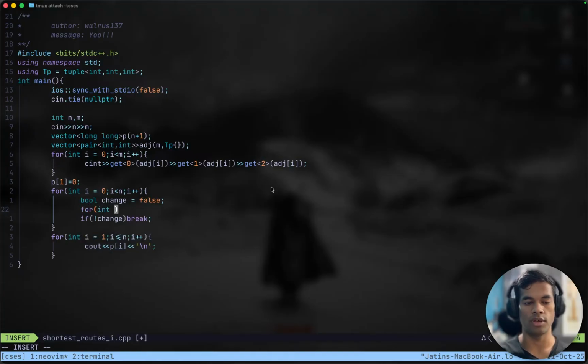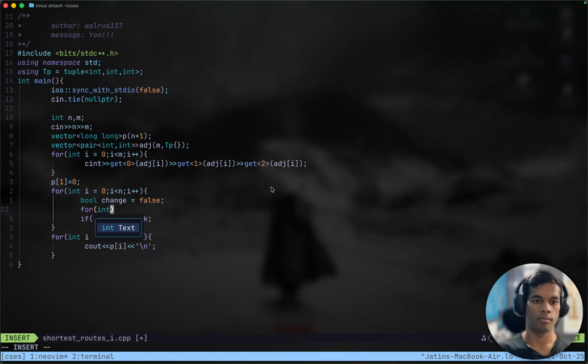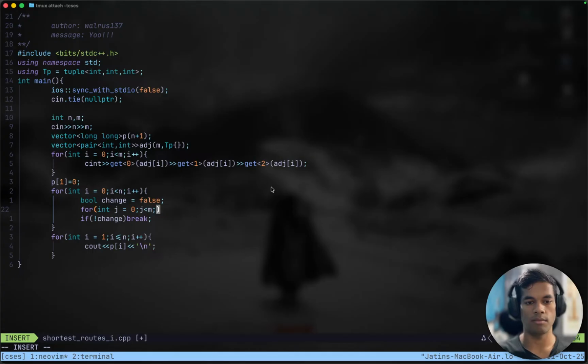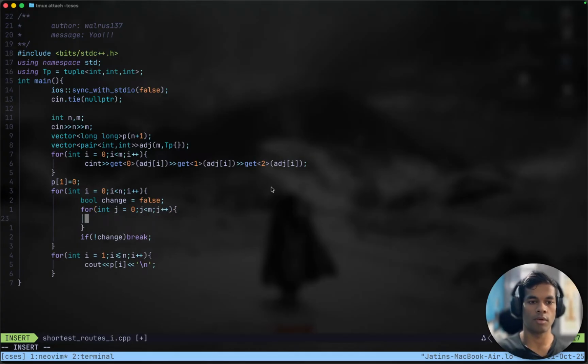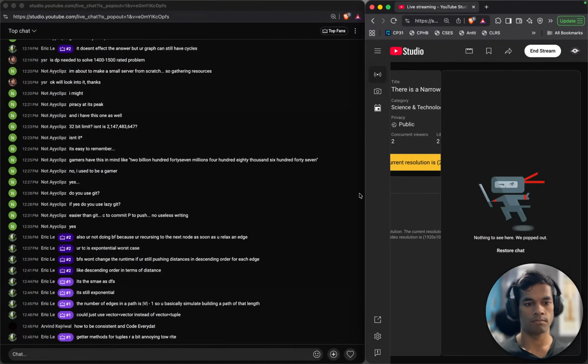And now we will go through the edges, j equals 0, j less than m, that is the way that you will have to go. I don't think we can use the unbinding syntax on a tuple. For j equals 0, j less than m, j plus plus. The number of edges in a path is number of nodes minus 1, so you basically simulate building a path for that length. So you could just use a vector of 3 elements instead of a vector of tuples.